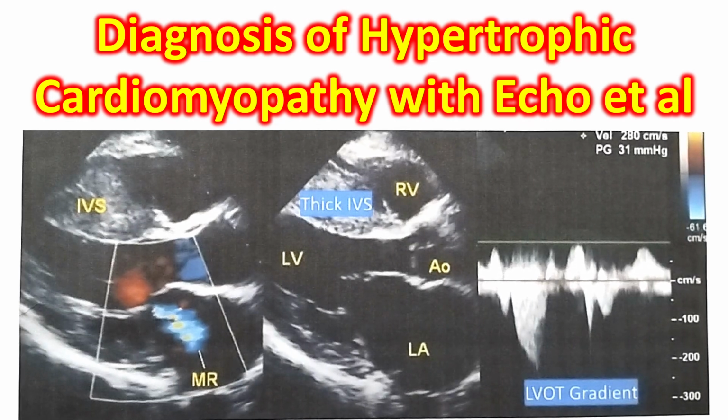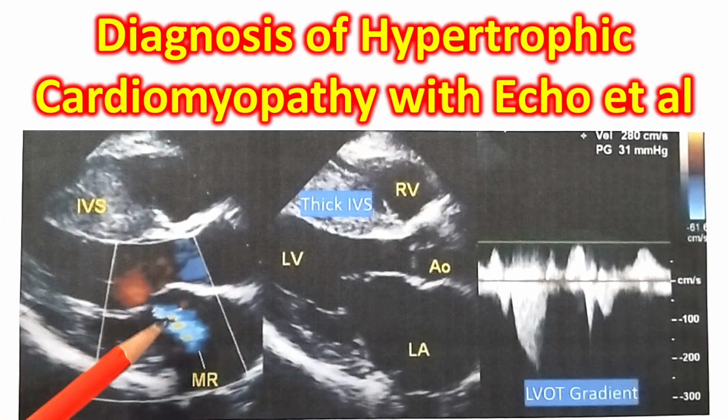Echocardiography is the cornerstone of diagnosis of hypertrophic cardiomyopathy. This picture summarizes several features of hypertrophic cardiomyopathy seen on echocardiogram. This parasternal long axis view shows the grossly hypertrophied interventricular septum and also the speckled appearance of the myocardium in hypertrophic cardiomyopathy.